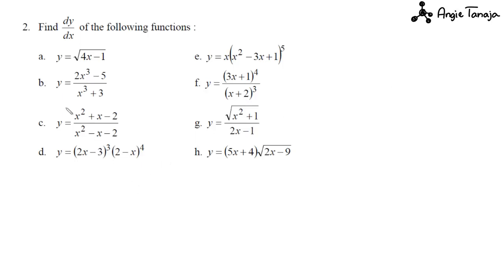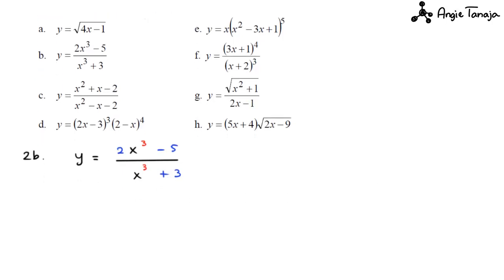Okay, let's take a look at B. So in 2b we have y equals 2x to the 3 minus 5 over x to the 3 plus 3. Okay, so when you see this, you have to recall so-called quotient rule. Yeah, we have so-called quotient rule.